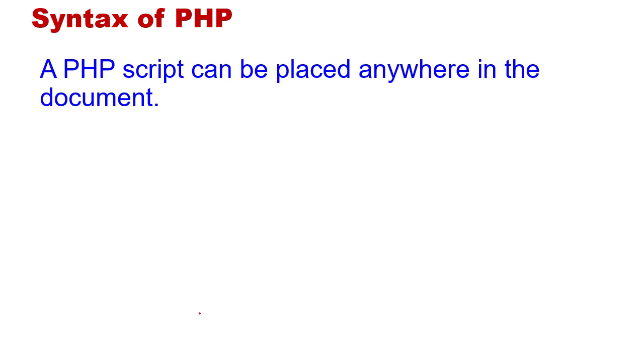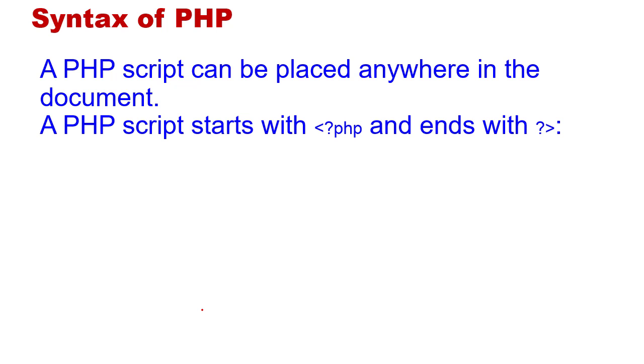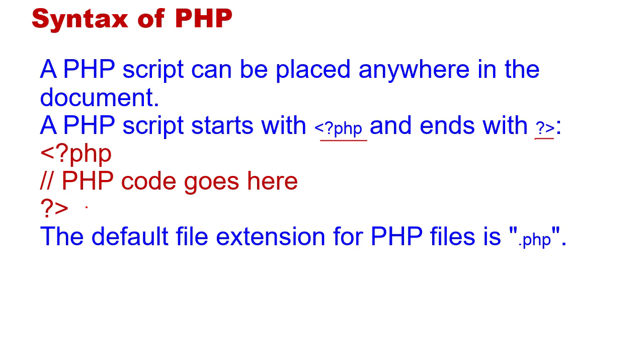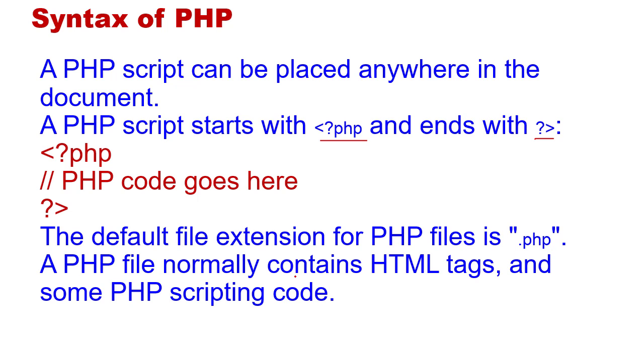So let us see the syntax of PHP. As I have already stated, a PHP script can be placed anywhere in the document. It starts with this particular tag and ends with this particular tag. Let us see one sample here. You have to write the PHP code within the reserved PHP tags, and the default file extension for a PHP file is .php. A PHP file will normally contain HTML tags and some PHP scripting code.